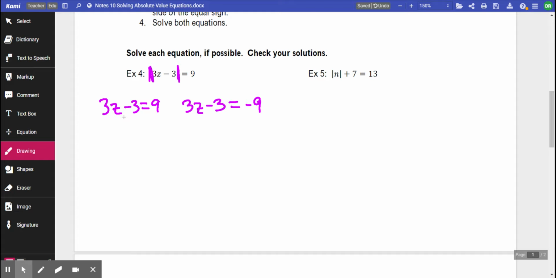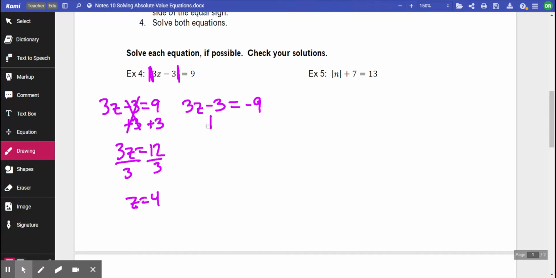So how do we undo this? Well, z is attached to 3 by multiplication, and then we're subtracting this 3. So we get rid of what it's unattached to first. It's easier to do that in life, is to get rid of things that you're not attached to. So we're going to add 3 to both sides, and that's going to give us 12. Divide now to undo that multiplication, and we're going to get that z equals 4.